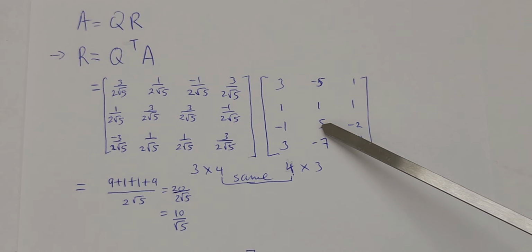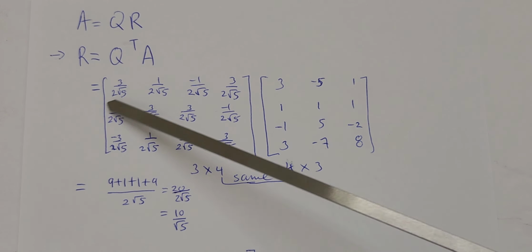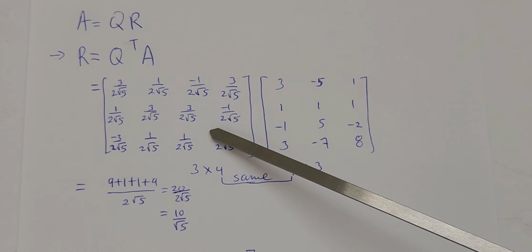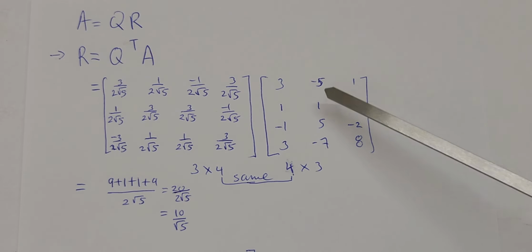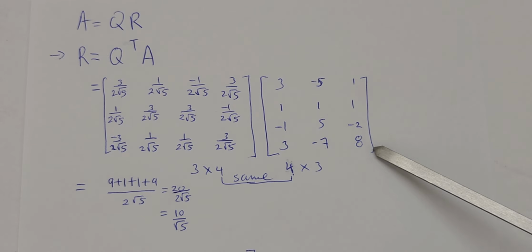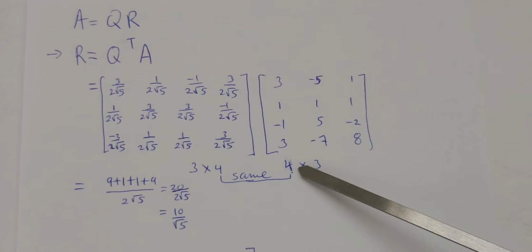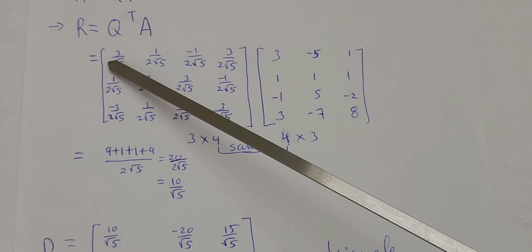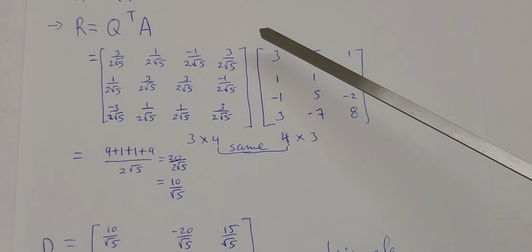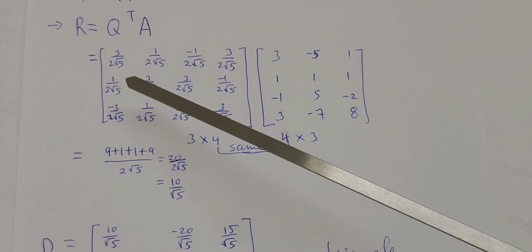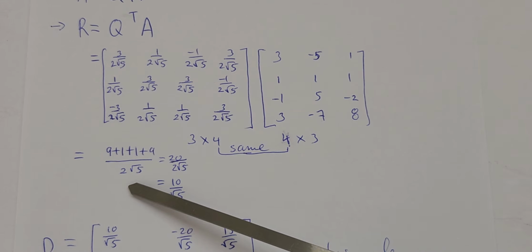Again, to multiply matrices, this number here and this number must be the same. So this matrix QT has 3 rows, 4 columns. This matrix has 4 rows and 3 columns. Then you can multiply. And all you have to do is just multiply. So row times column. One more time, row times column. And I'm going to write 2 square root 5 down here just to make things a little bit faster.